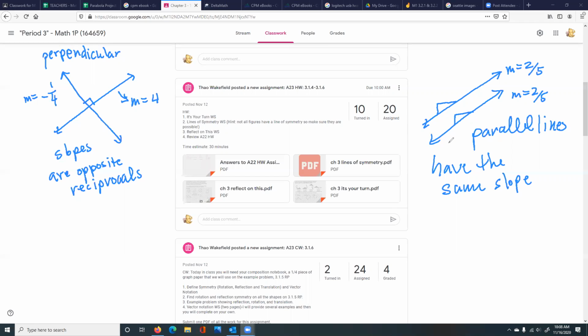Parallel lines have the same slope. So that's just a review of what we've been doing, what should appear on your next test or final exam or something like that, okay? So let me clear that writing right there.